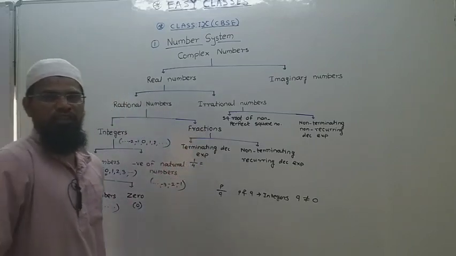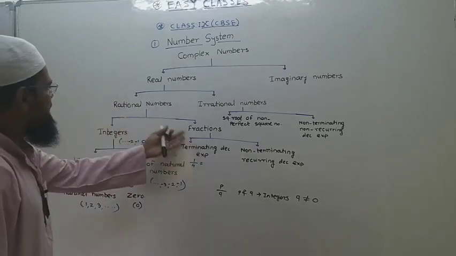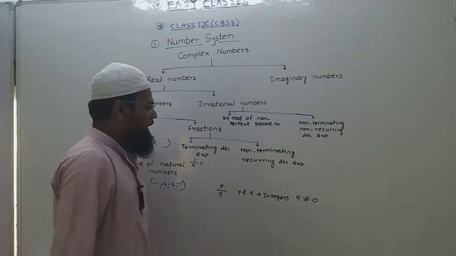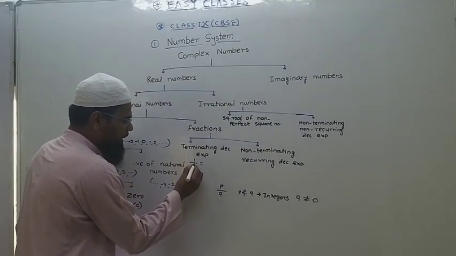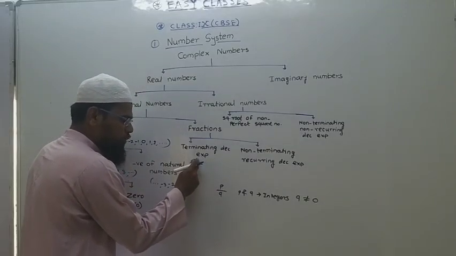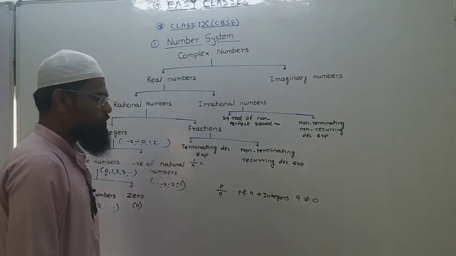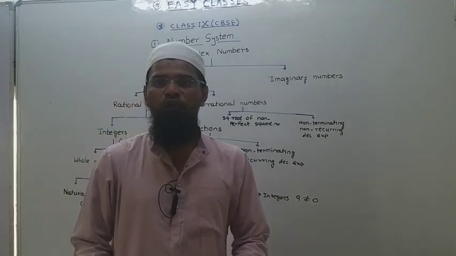Fraction. 1 upon 4 is nothing but a fraction. It is also a rational number, because a fraction is one of the types of rational number. So here, terminating decimal. If we look at 1 upon 4, 1 is the numerator and 4 is the denominator, and this is called a fraction.